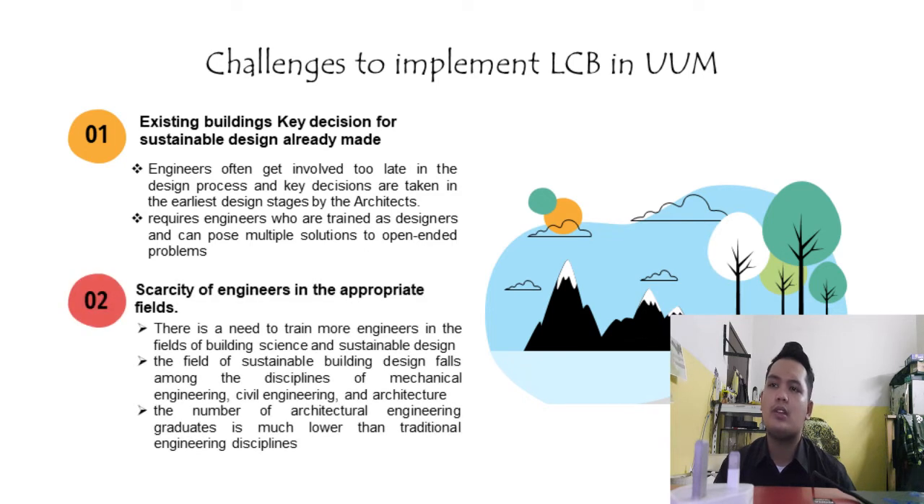The next problem is scarcity of engineers in the appropriate fields. There is a need to train more engineers in the fields of building science and sustainable design. The field of sustainable building design falls among the disciplines of mechanical engineering, civil engineering, and architecture. The number of architectural engineering graduates is much lower than in the traditional engineering disciplines.